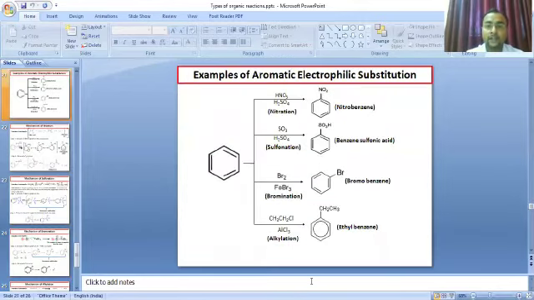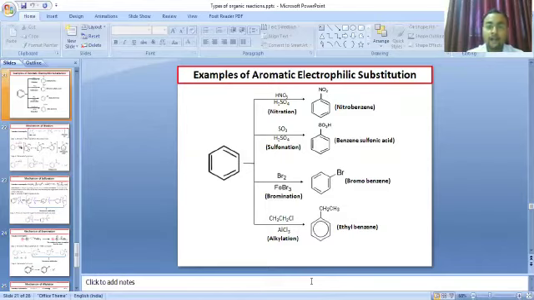First is nitration, then sulfonation, after that bromination, and the last one is alkylation. In nitration, in the presence of nitric acid and sulfuric acid, we get nitrobenzene. When the benzene molecule reacts with sulfur trioxide in the presence of sulfuric acid, that is called sulfonation, and we get benzene sulfonic acid as a product. In bromination, the bromine molecule reacts in the presence of ferric bromide, and we get bromobenzene. That is also an aromatic electrophilic substitution reaction.